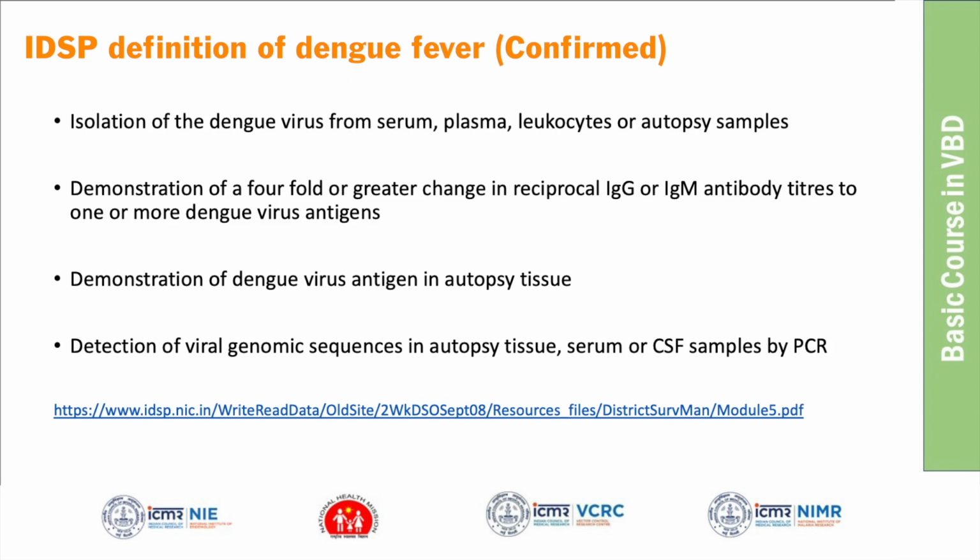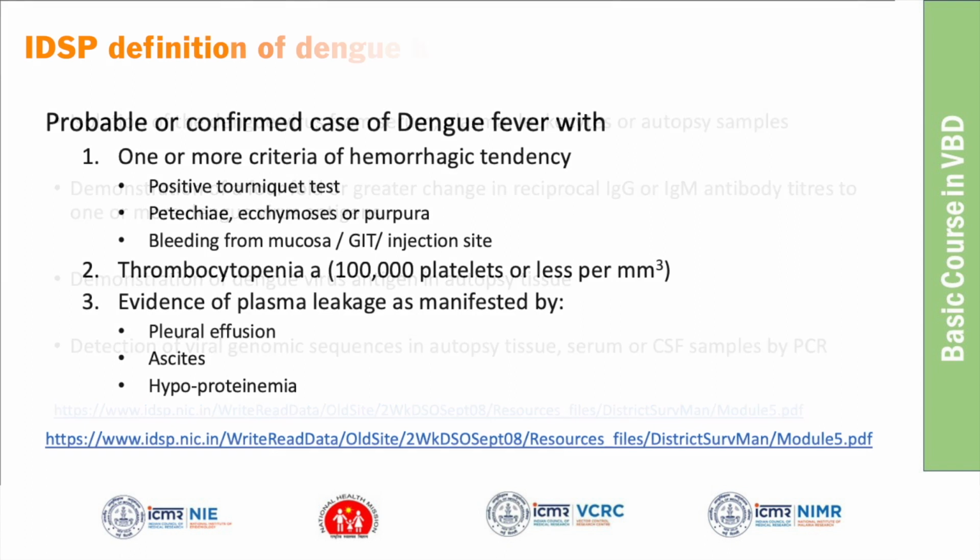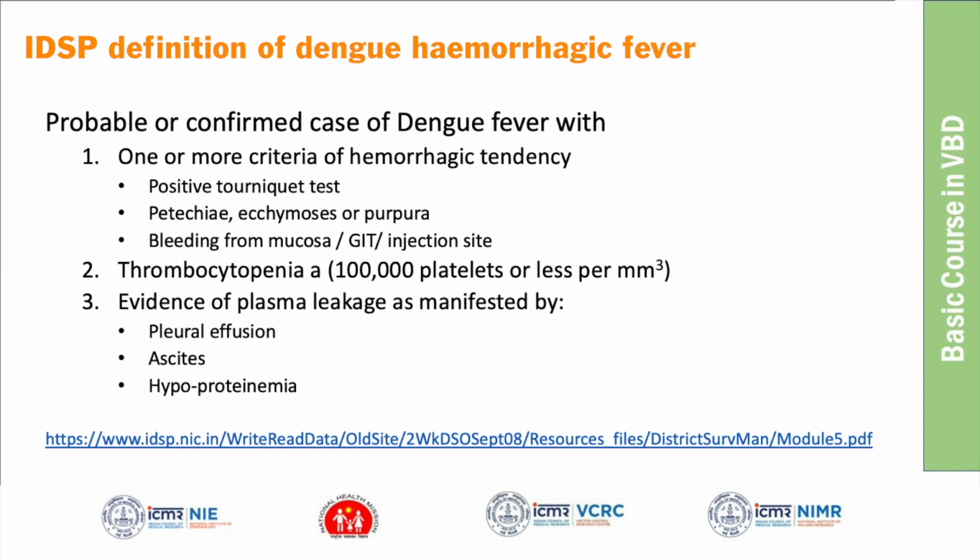We can do PCR of all the samples for confirmation of dengue. And then for dengue hemorrhagic fever, it's defined as a probable or confirmed case of dengue fever with one or more criteria. They should have a positive tourniquet test, or red-colored petechiae or rashes, or any bleeding from mouth, nose or intestines, and then thrombocytopenia, a low platelet count, and then evidence of plasma leakage, like having a pleural effusion, fluid accumulation around the lungs, or fluid accumulation in the abdomen, or low protein, hypoproteinemia.